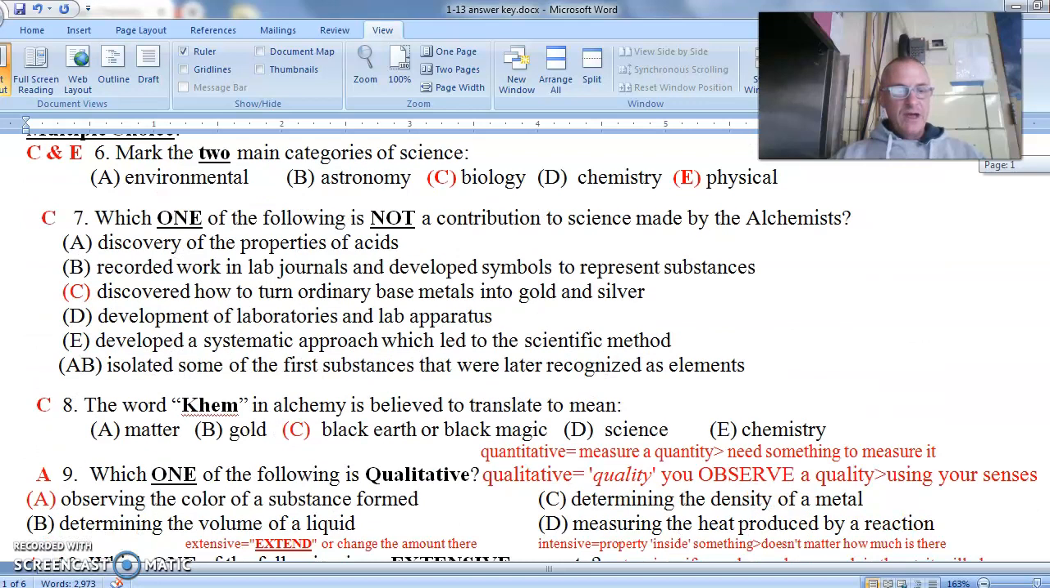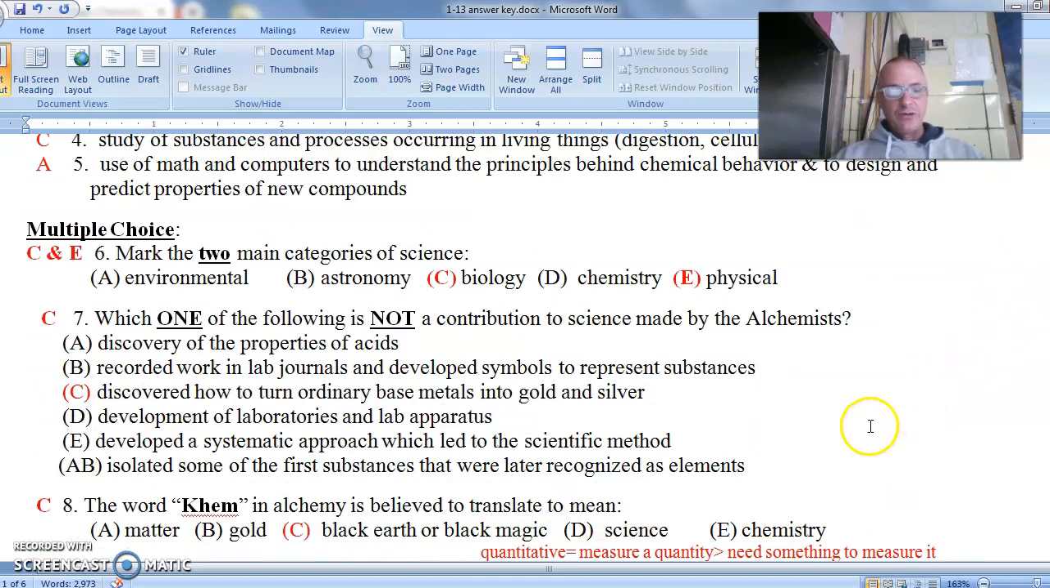We continue down to the next multiple choice sections. And this one we've kind of already talked about. What are the two main branches of science? Well, science can study things that are alive. That's letter C.